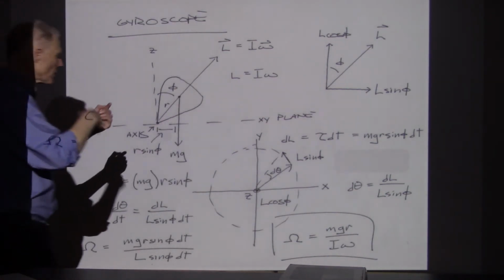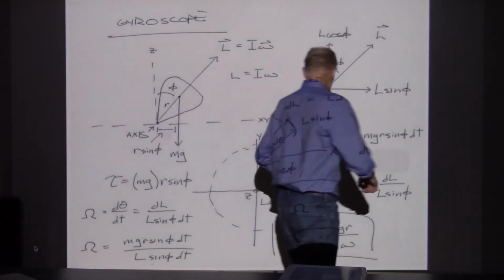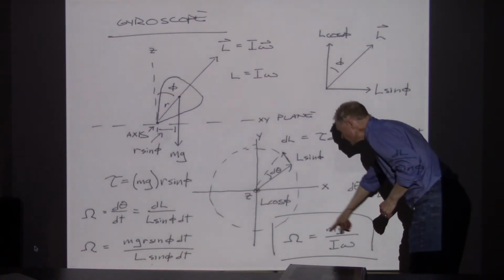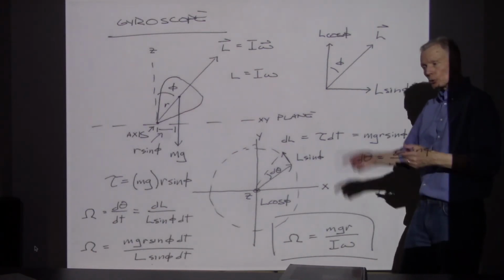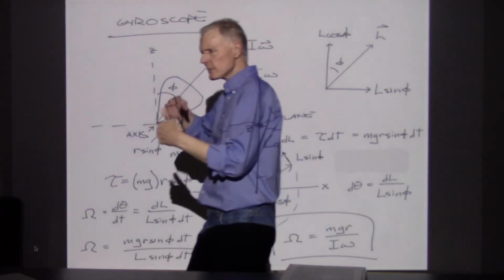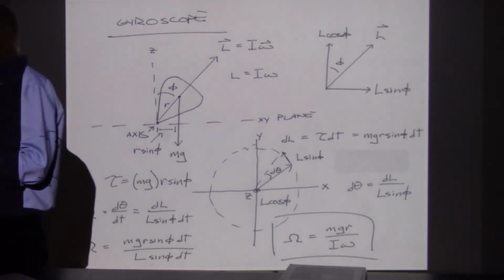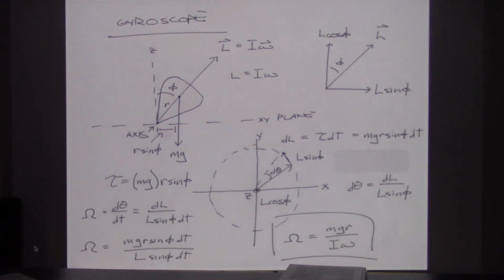So if I can get my top to spin really fast, the precession is slower. If the top's going really, really fast, then the torque has a more difficult time redirecting its angular momentum. So when you get a lot of angular momentum built up, it's harder to redirect that.